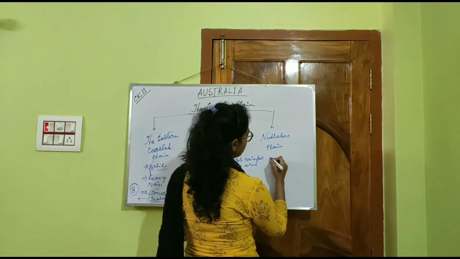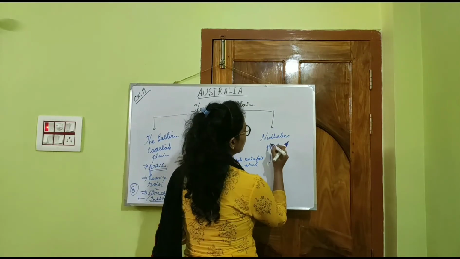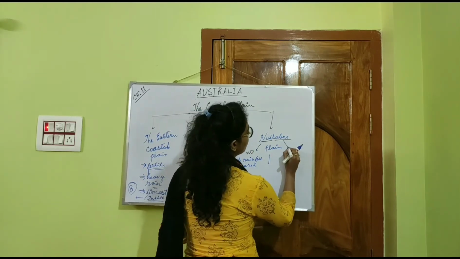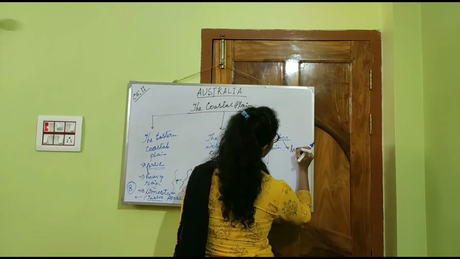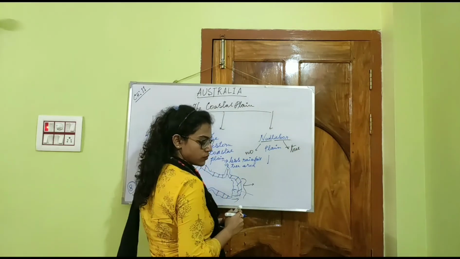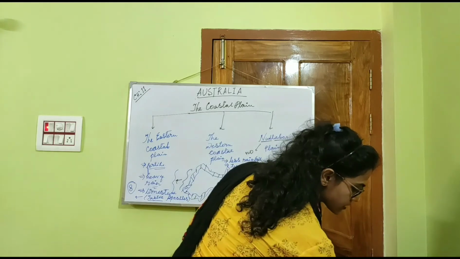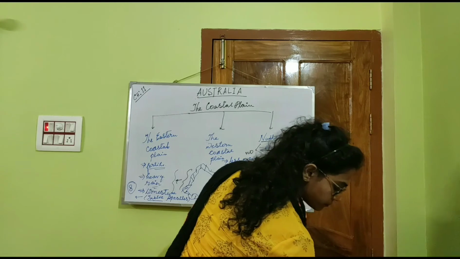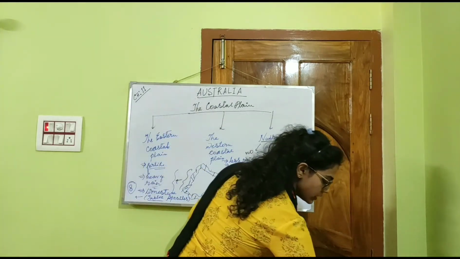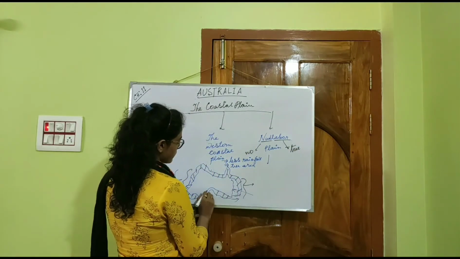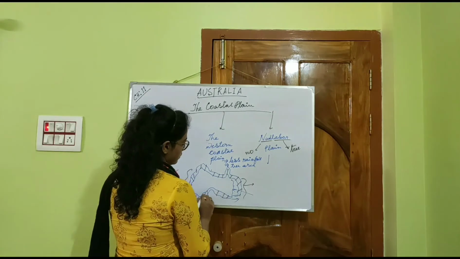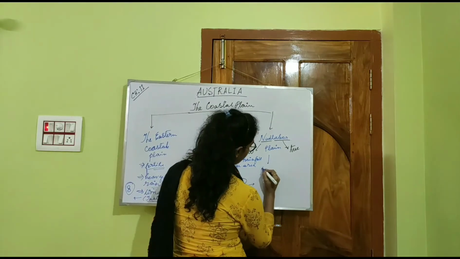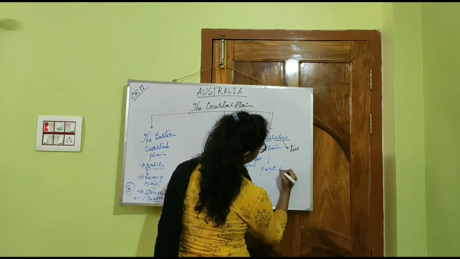And the Nullarbor Plain: Nulla and Arbor, these two words. Nulla means no, Arbor means tree. So from these two words this name has come, Nullarbor. The Nullarbor is actually located in the southern part of Australia, in southern Australia.